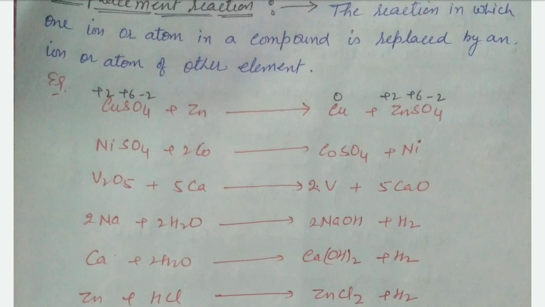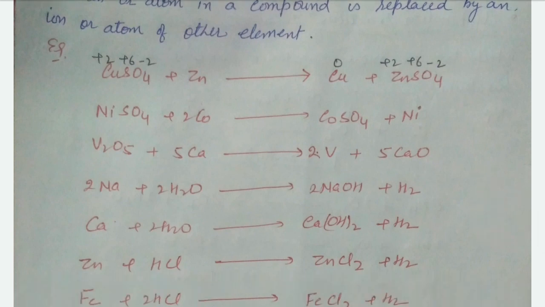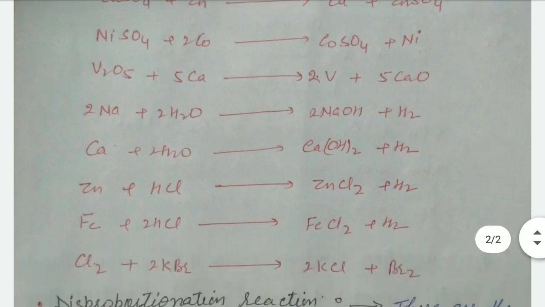It is a redox reaction, like nickel sulfate combined with cobalt to form cobalt sulfate and nickel. Vanadium pentoxide combined with calcium to form calcium oxide and displace vanadium. Sodium combined with H2O to form sodium hydroxide and H2. Calcium also reacts with water to form slaked lime and displaces hydrogen. Zinc combined with HCl to form zinc chloride and liberate hydrogen gas.